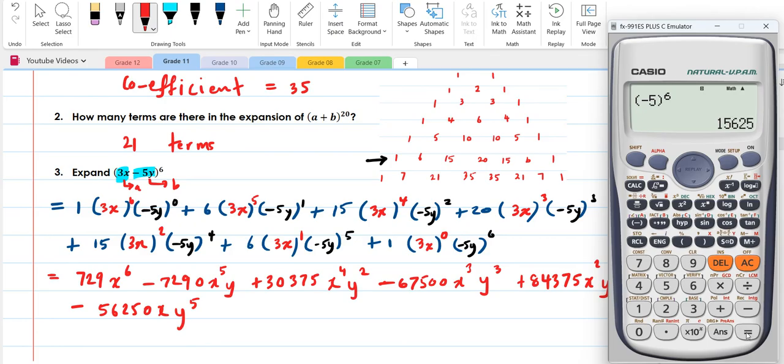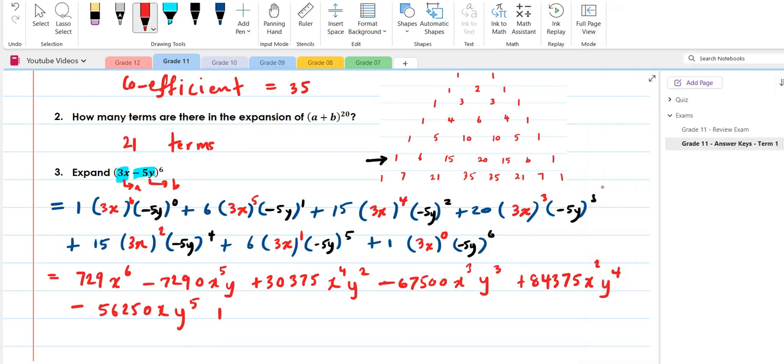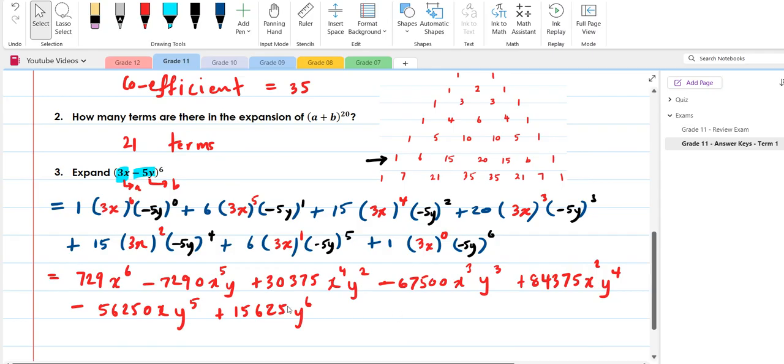Negative 5 to the power 6, 15,625. So plus 15,625 y to the power 6. And that's the expansion of 3x minus 5y to the power 6. So when you're studying, just double check your answer.